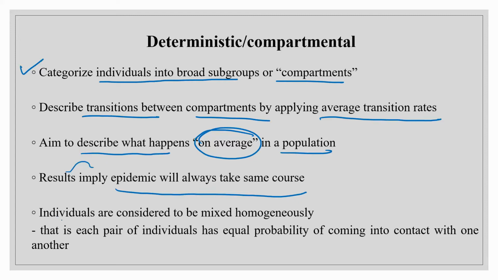And individuals are considered to be homogeneously mixing. Now what does this mean? This means that if you have a closed system, then every person here has an equal probability of getting in contact with another person, right? It's not that the neighbor will have more probability. Homogeneous mixing means all the population inside will have an equal probability of getting in contact with one another.